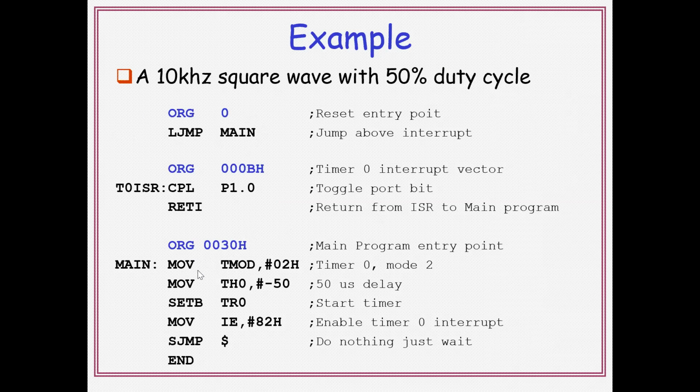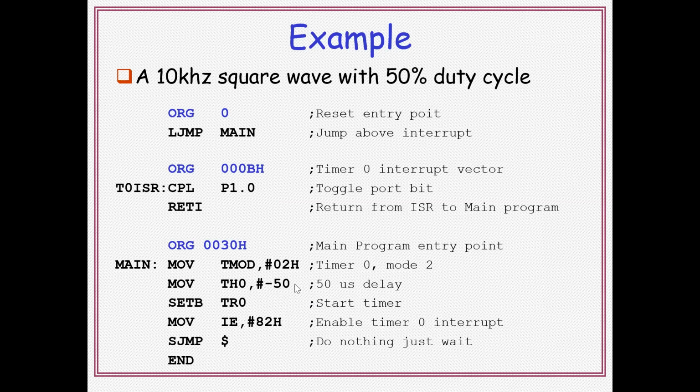beyond that 2BH, so that here the starting address is 30H. So at 30H, MOV TMOD, #02H, that indicates timer 0, mode 2 is selected, and mode 2 is called the auto reload function. So the value given is TH0. In TH0 we are given minus 50, that is equal to a 50 microseconds delay. So that 50 microseconds delay is loaded into TH0. Here minus indicates that the 2's complement value is written here.